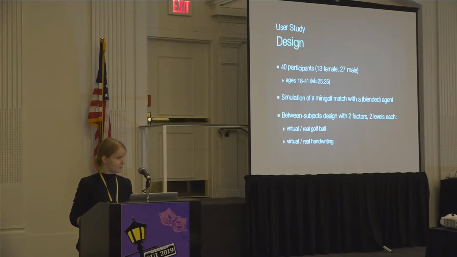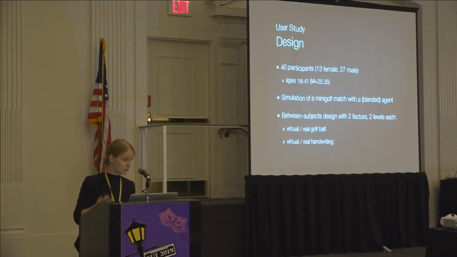We designed the study with 4 different conditions. So we had these 2 prototypes, the robotic ball and the thermal table, and with these we could have a golf ball which is physical or virtual, and we could have handwriting which is virtual or persistent. When the participant entered the virtual environment, in this case a cave, he first saw a mini golf course, and this was also physical. So we had physical obstacles, a physical hole, and the participant was playing with a real golf ball and a real golf club.